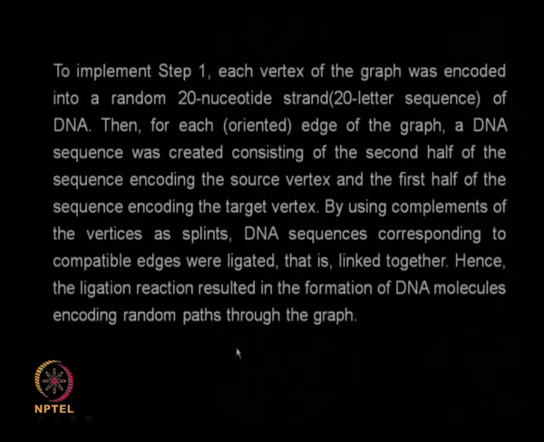Now, how it was done using DNA strands is like this. Each vertex of the graph was encoded into a random 20 nucleotide strand of DNA. Then for each edge of the graph, a DNA sequence was created consisting of the second half of the sequence encoding the source vertex and the first half of the sequence encoding the target vertex. By using complements of the vertices as splints, DNA sequences corresponding to compatible edges were ligated, that is linked together. Hence, the ligation reaction resulted in the formation of DNA molecules encoding random paths through the graph.